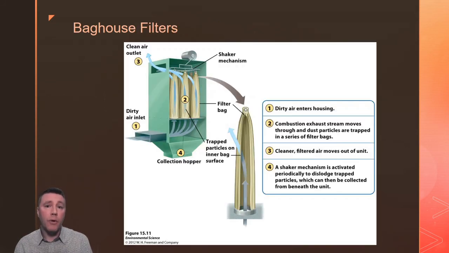Baghouse filters, or fabric filters, are a type of filtration device that allow gases to pass through them, but particulate matter is trapped. Certain types of baghouse filters can trap nearly 100% of the particulate matter emissions. As the filters accumulate more and more particulates, a mechanism that shakes the filters releases the trapped particulates, where it can be collected and then disposed of.